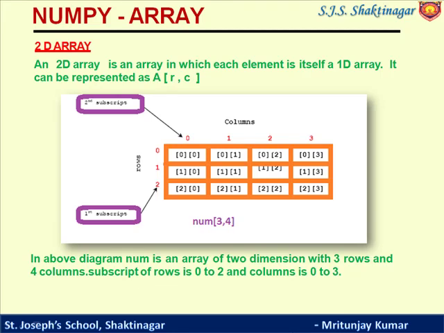A 2D array is an array in which each element is itself a 1D array. It can be represented as, for example, A is an array with a number of rows and a number of columns. So it will create a table with the multiplication of number of rows and number of columns. You can see in the diagram there is an array named num containing 3 rows and 4 columns, so it will store 12 values.